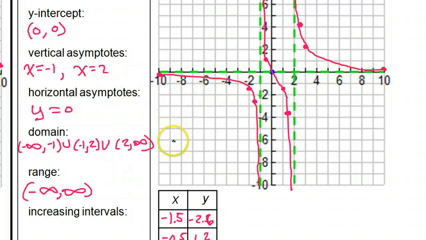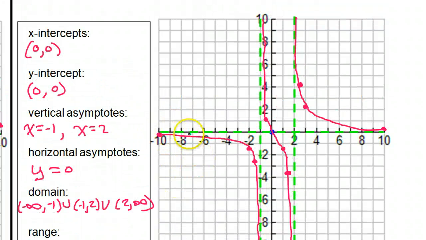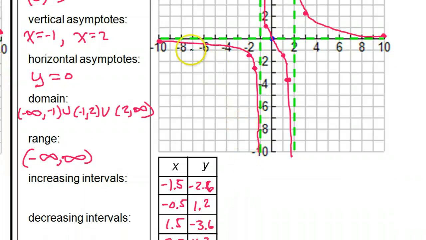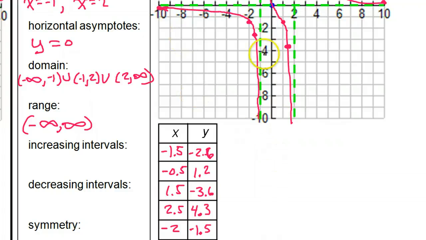Now, the intervals of increasing and decreasing. Let's just count them off from left to right. So first we have this branch over here. And as I trace from left to right, you see it dropping. So that's decreasing. Again, x values. This is from negative infinity to negative 1. Alright, it goes from negative infinity to the asymptote. Don't say negative infinity to negative infinity. That's not an x value. It's negative infinity to negative 1. And that's decreasing.